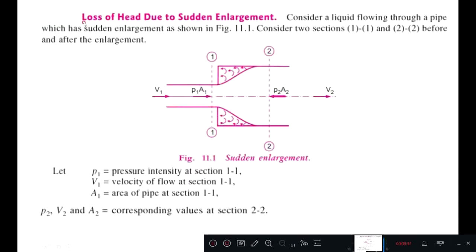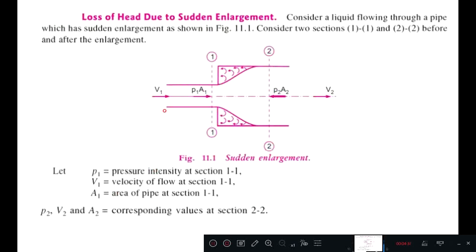So let us derive first the equation for loss of head due to sudden enlargement. This comes under minor energy loss. Let us consider a liquid flowing through a pipe which has sudden enlargement, as shown in this figure. The liquid is flowing from the smaller section to the larger section. Let us consider the two sections 1 and 2 before and after the enlargement.